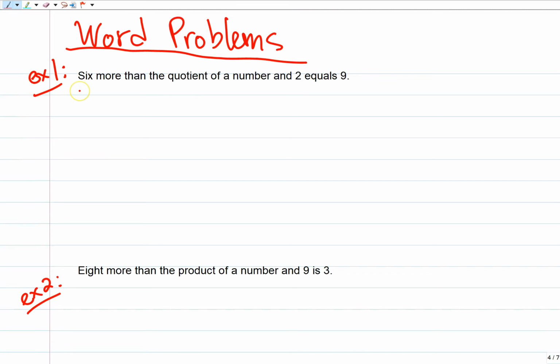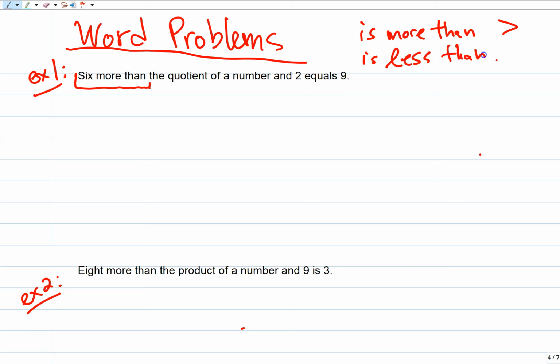I'll give you a second. So this is the idea of translating. When we say 6 more than, that tells me that I'm what? An inequality would be "is more than." So if I said "is more than," that would be a greater than. Or if I said "is less than," that would be a less than. Okay? So this doesn't have that "is," does it?